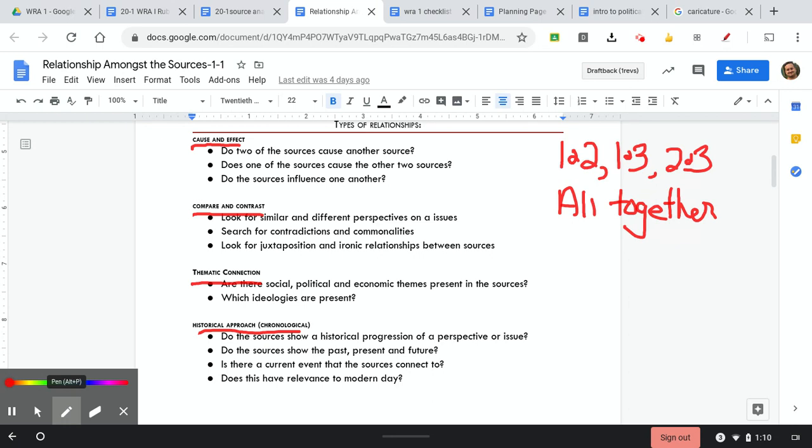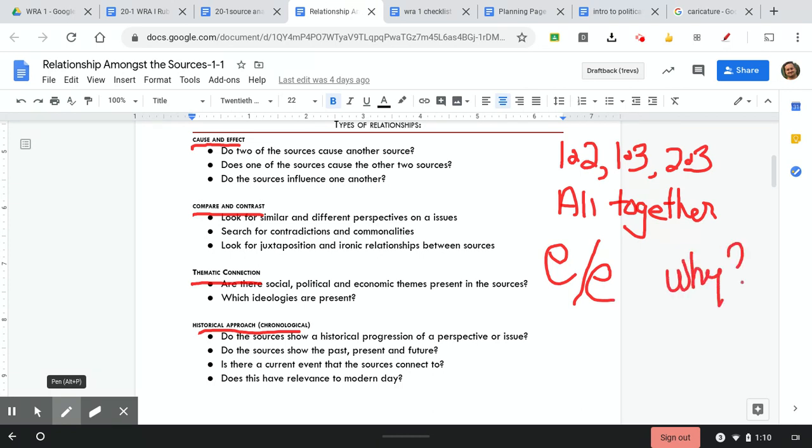Once you have identified the relationship, the key now is to elaborate and explain. That's what these two E's stand for. Identifying the relationship is not enough. Now you have to explain why. So if there's a cause and effect relationship, you need to go into detail. Why is this the relationship? Be thorough in your answers. That's the same for any type of relationship that you choose.